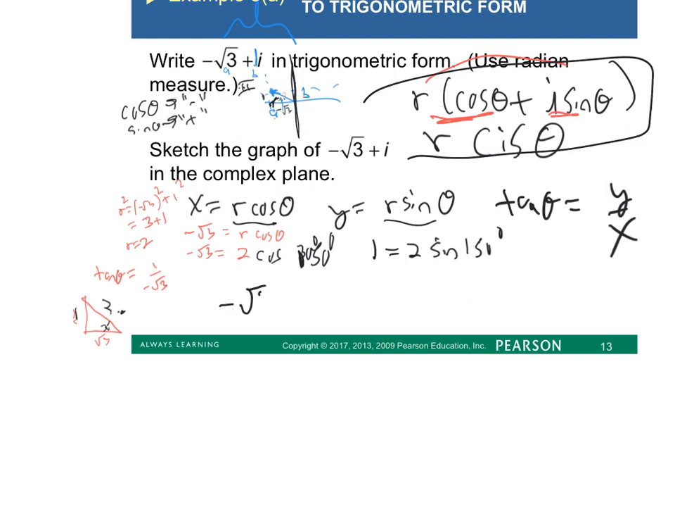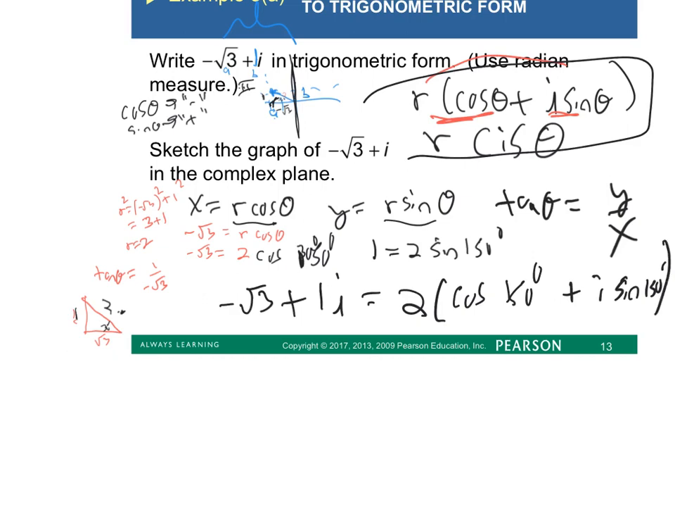Negative square root of 3 plus 1i is equal to 2 times cosine of 150 degrees plus i sine of 150 degrees.